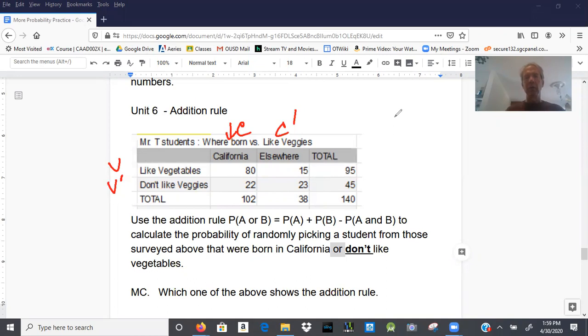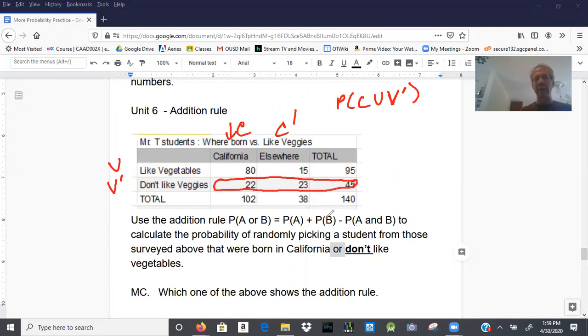Don't like veggies. So we are trying to find out the probability of C or, which you can write as union, of V prime. Okay, so California or not like veggies. Well, if I look at my totals for the rows, the not like veggies is 45. That's like my B. So that's 45. And my C is here. That's my 102. Now, this also asks for probability, so I need to turn these into probabilities. These are all out of 140.